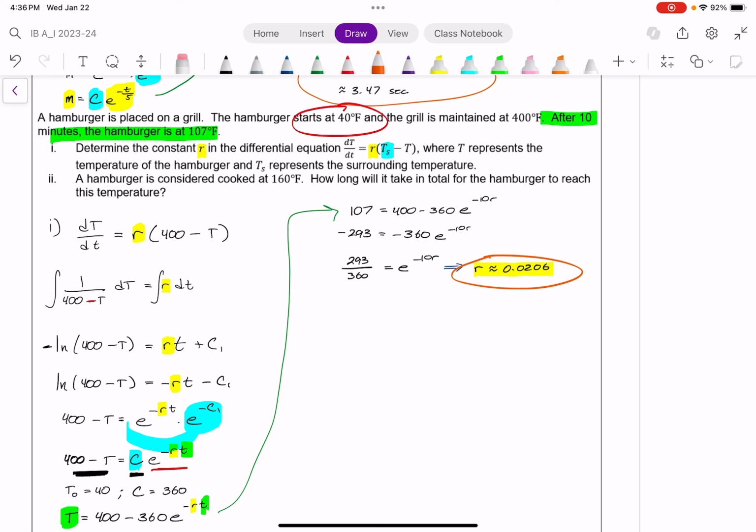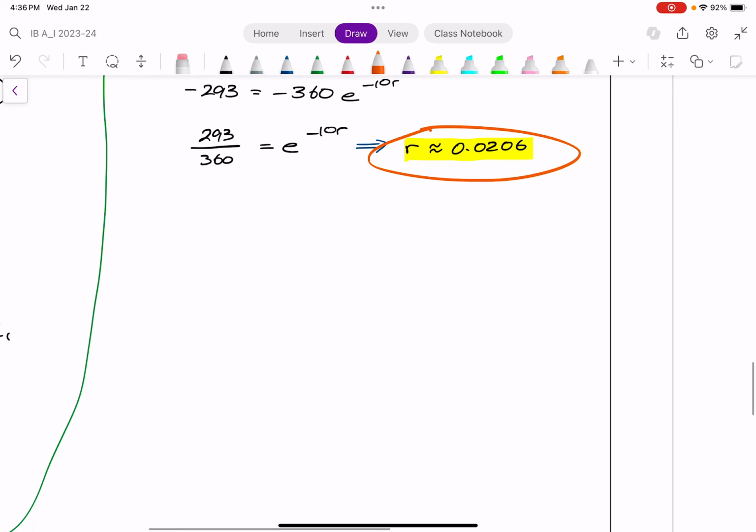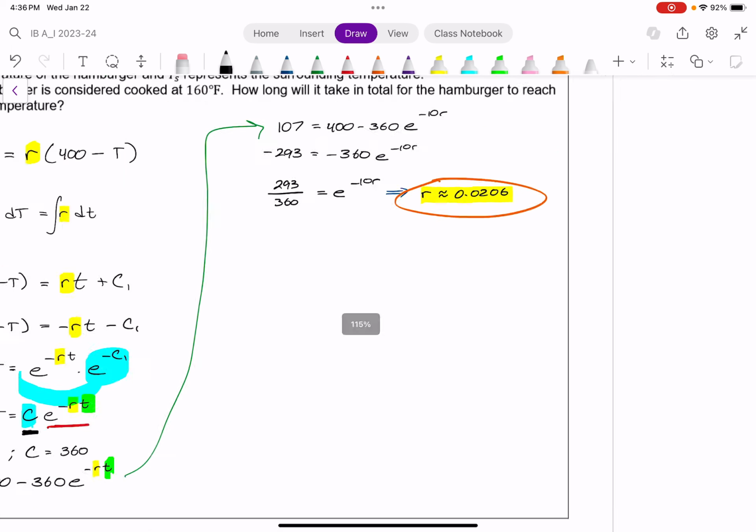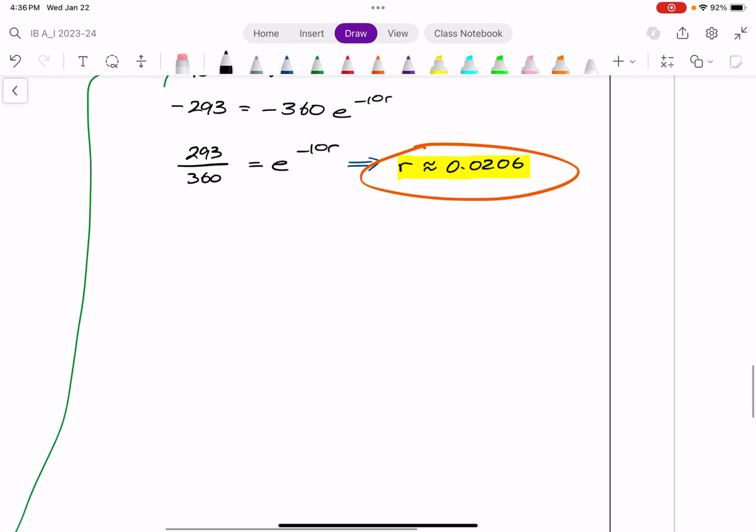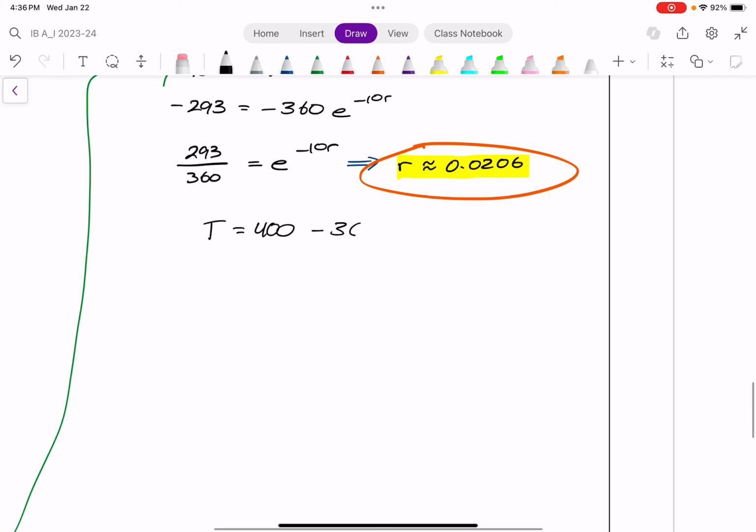That's it. Even though they don't directly ask for it, I now want to write down my equation. So my equation now, because don't forget, my equation was almost done back here, and I now know what R is, so I just want to substitute R with that approximate value. So my equation that models the temperature of the hamburger is T equals 400 minus 360 e to the negative approximately 0.0206 times t. Keep in mind there's more accuracy for that on my calculator.